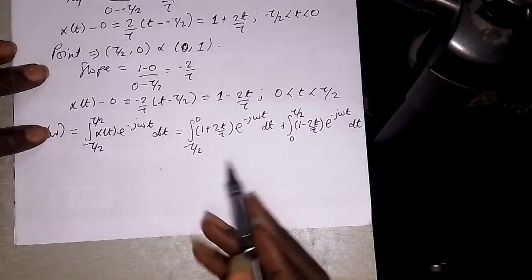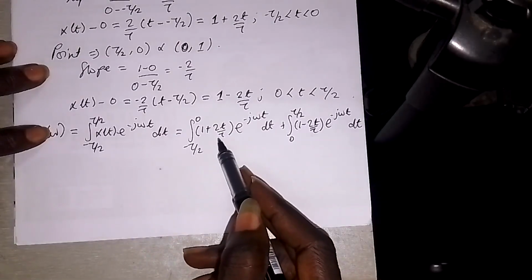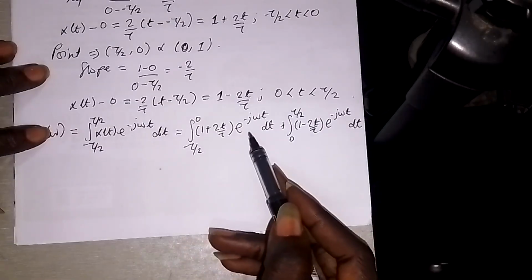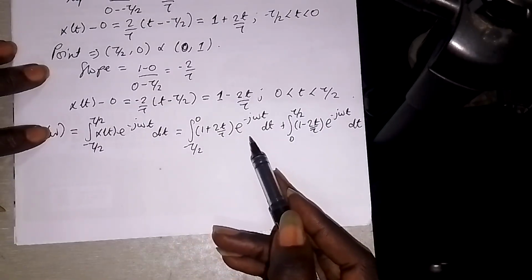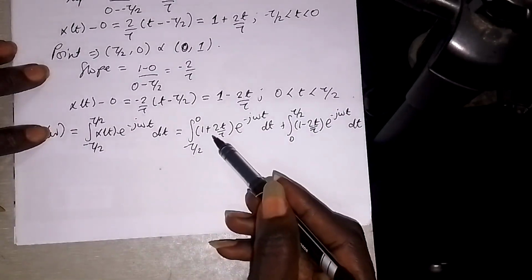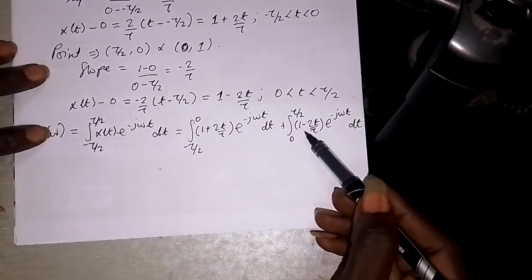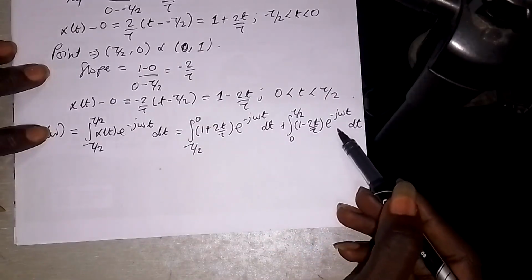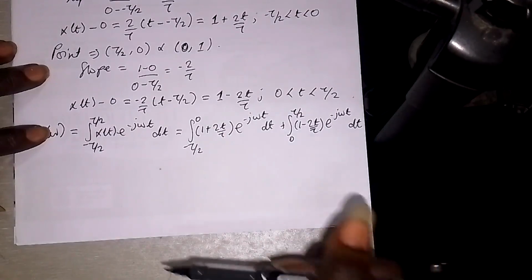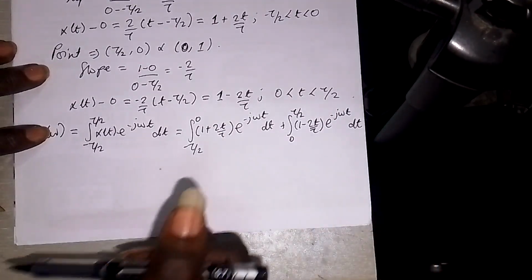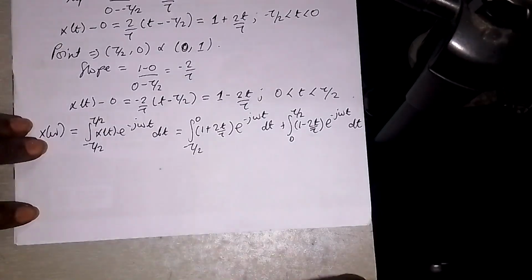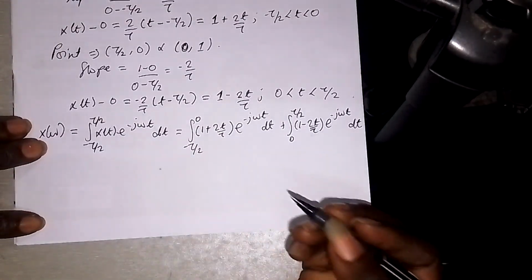But here you can see that I have to use integration by parts, that is, I must determine the u and the v. So I'll take this one as u and this one as v in this case, and here I'll take this one as u and this one as v. Then I'll use integration by parts. We have done integration by parts in our previous lectures, which you can refer to.